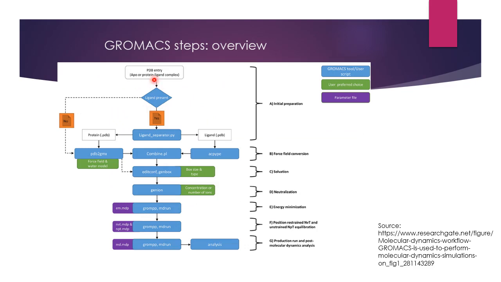So we take the PDB. So if ligand is present, then we have to remove the ligand. If not, then we move to pdb2gmx. So it generates topology file, etc. Force field conversion, etc. Then we do the solvation. Then we do neutralization by adding ions through genion. Then we do the energy minimization, and then we do the equilibration. So NVT and NPT equilibration. Then we perform the basic MD run. After the MD run, we do the analysis.